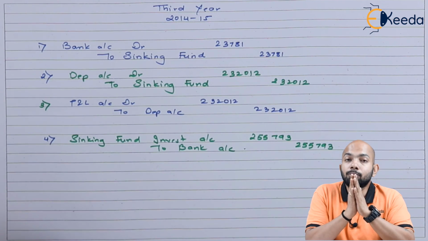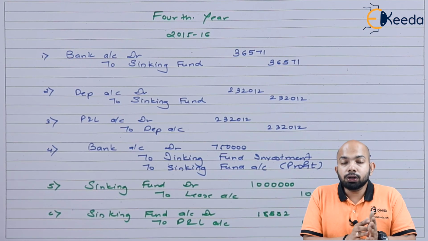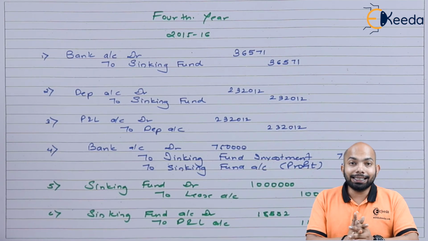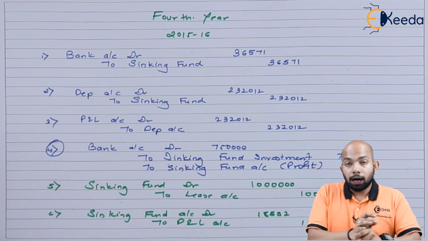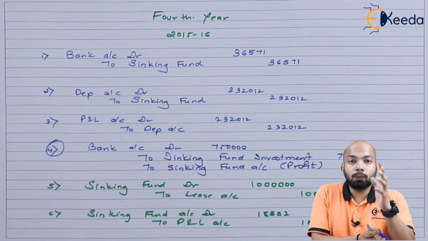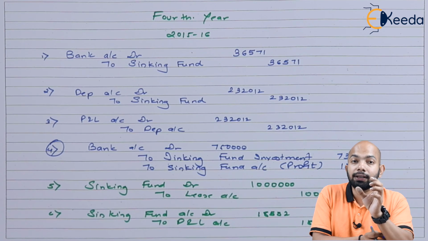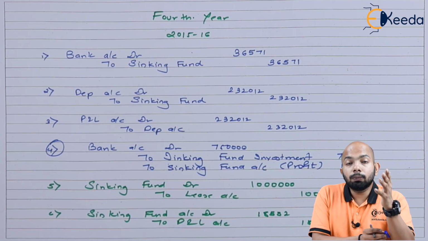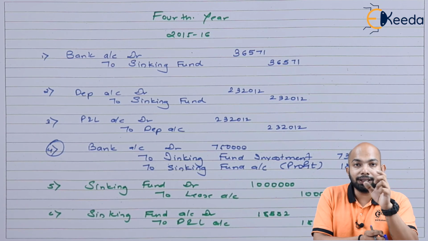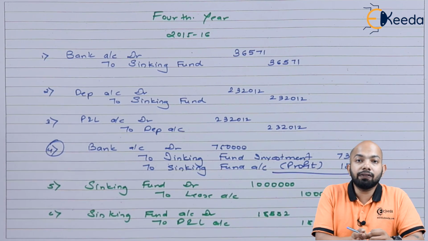Let's go on to the last and the most important part, that is the fourth year's entry. So again, in the last year, the first four entries remain the same, so we won't go ahead and explain it. We'll go ahead with the next entries, that means the fifth and the sixth entry. However, in the fourth entry, we have to mention that as this asset has been sold out, so bank account, that means this investment has been sold out. So bank account has been debited with 7,50,000 to the book value of the investment, that is 7,31,418, and the difference between them, as there is a profit here which has been mentioned down here, 18,582.